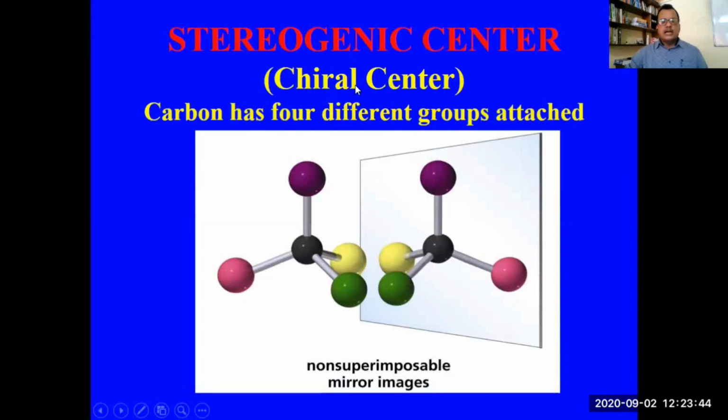Now frequently you use the word chiral center, but nowadays this word chiral center is not used, and it is replaced by another word. It is called stereogenic center. Before, we defined chiral center as a carbon atom which is attached to 4 different atoms or groups. So here let us suppose this black ball represents carbon, and this is an sp3 carbon. It has 4 valencies, and these 4 valencies are satisfied by 4 different colored balls, which means that this carbon atom is attached to 4 different atoms or groups.